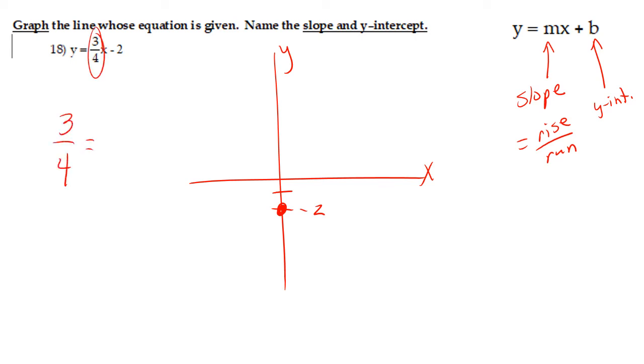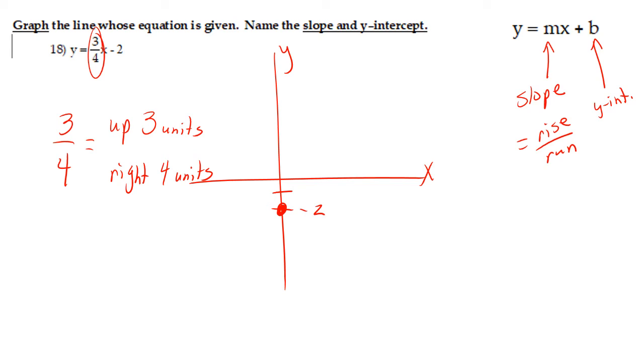If it's positive, you will move up the number that's in the numerator. So I need to move up 3 units. The bottom number will always move you to the right. So I will go to the right 4 units. Had that top number 3 been negative, I would have moved down.